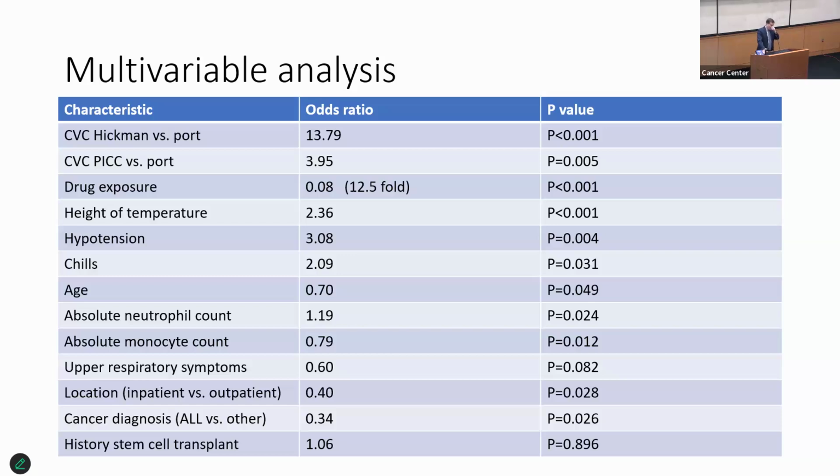Having a higher temperature, so the higher your fever, is more associated. Having hypotension or chills is associated with it. Younger age is slightly associated. Having a higher neutrophil count, you get that classic left shift that increases your risk, whereas monocytes go the other way, and upper respiratory symptoms also decrease your risk. And then stem cell transplant ended up having almost no effect, and we'll talk more about why that is. And then there are these 2 variables that I'm going to talk a little bit more about that we've changed in later versions of the model.